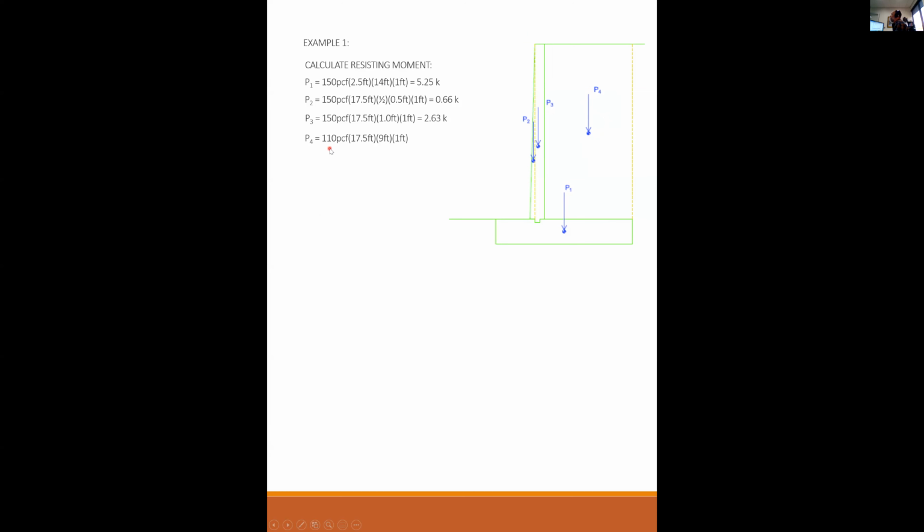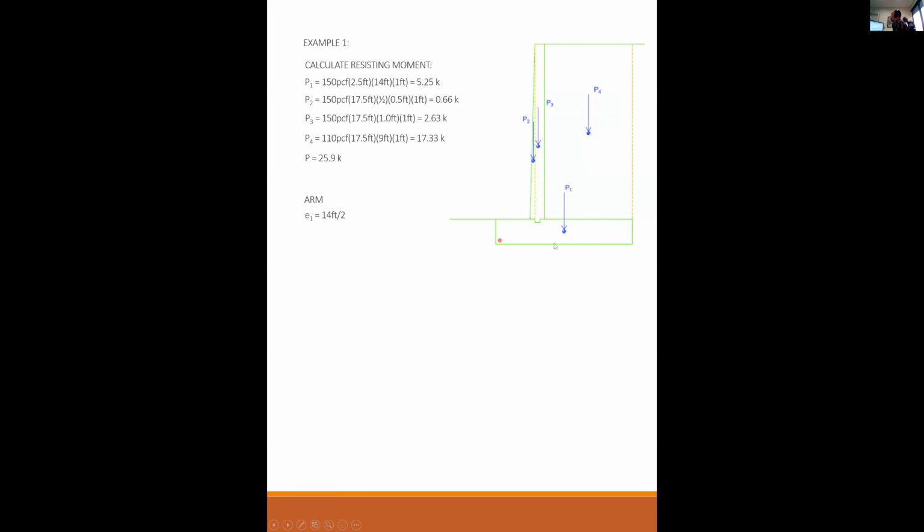The soil is 110 pounds a cubic foot times a height of 17.5 times a length. Remember, this dimension here is 9 feet, and that's 17.33 kips. So the total, if I add all these together, is 25.9 kips. That's the total weight. Now we need the moment arm for each one of those components.